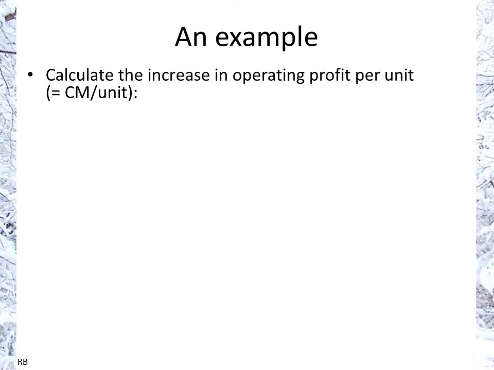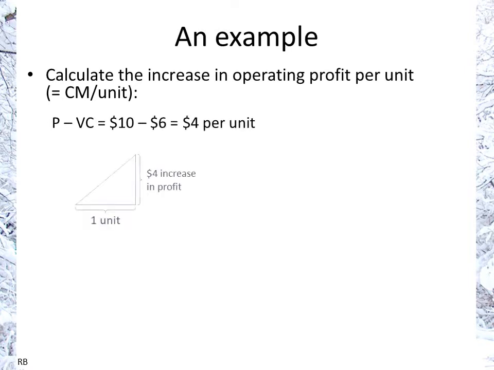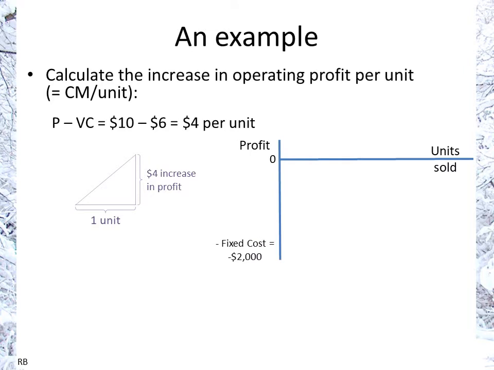So first of all, we calculate the increase in operating profit per unit. In other words, the contribution margin per unit. That's simply the price minus the variable cost. 10 minus $6 is $4 per unit. So if we sell 1 unit, the increase in profit is $4. Now, as you can see, we again start with the fixed cost as a loss, the fixed cost being $2,000. And what we need to do is hit the break-even point here at 0.